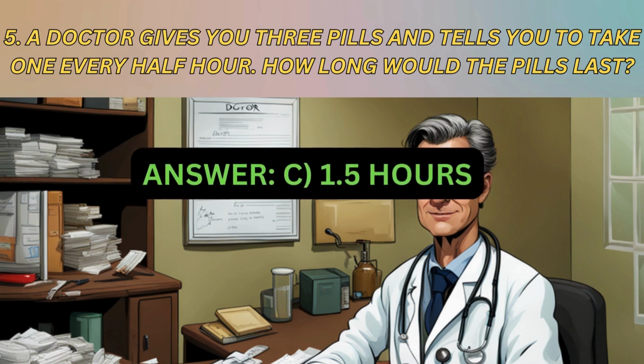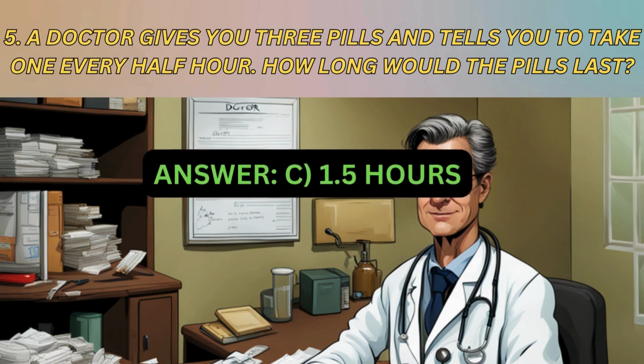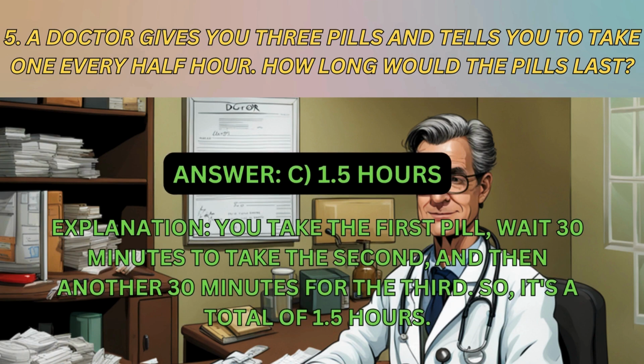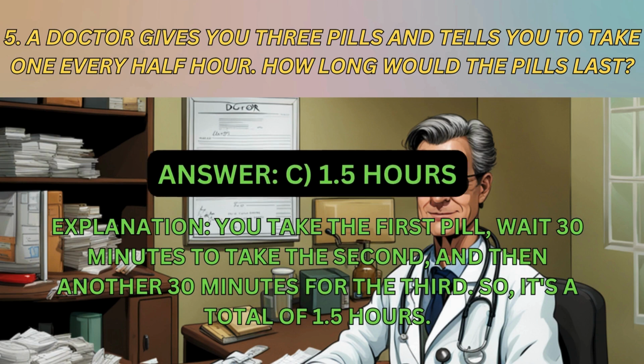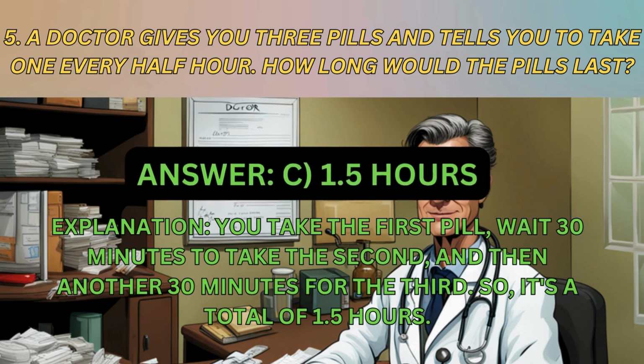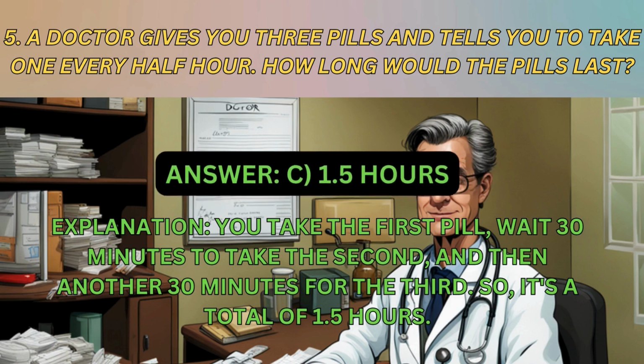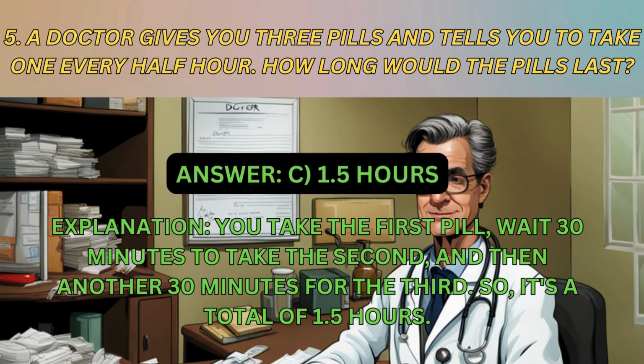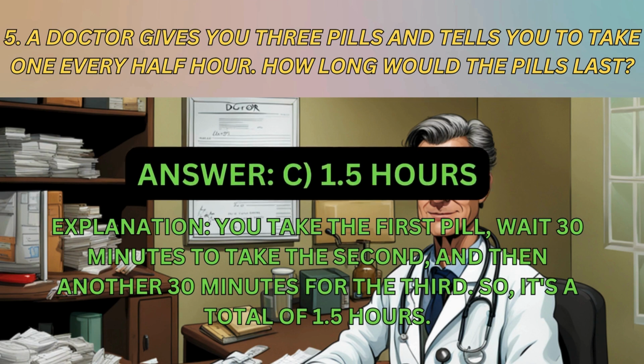Answer: C. 1.5 hours. Explanation: you take the first pill, wait 30 minutes to take the second, and then another 30 minutes for the third. So, it's a total of 1.5 hours.